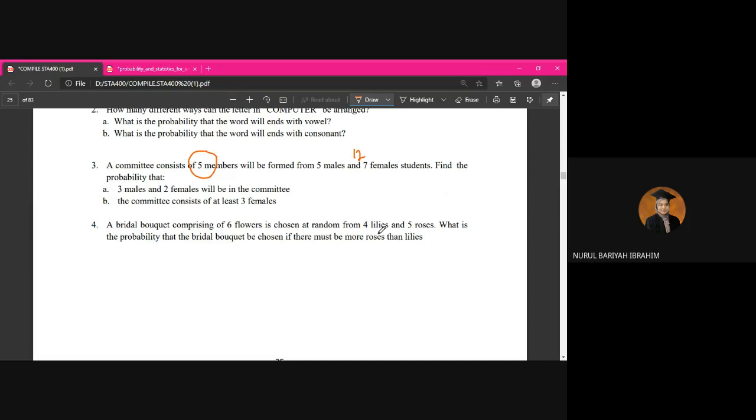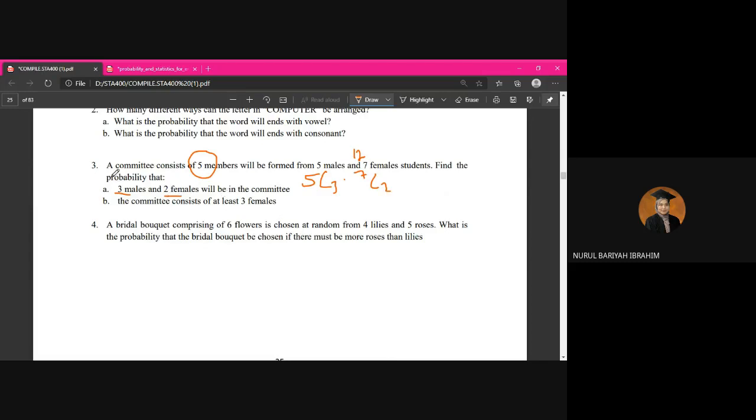So what to do? Nak cari nilai probability of 3 males and 2 females in the committee. So first of all, you cari dulu combination of 3 males and 2 females from 5 males and 7 females. So untuk males will be 5 choose 3 males. Okay, multiply 7 females choose 2. Ini untuk dapatkan nilai combination.